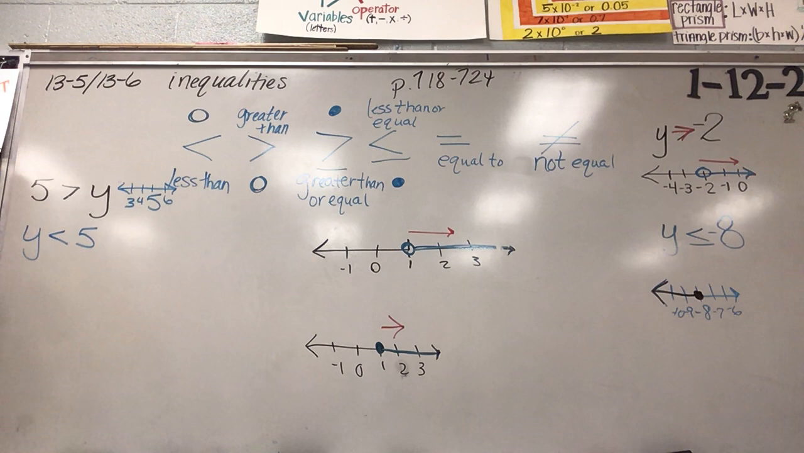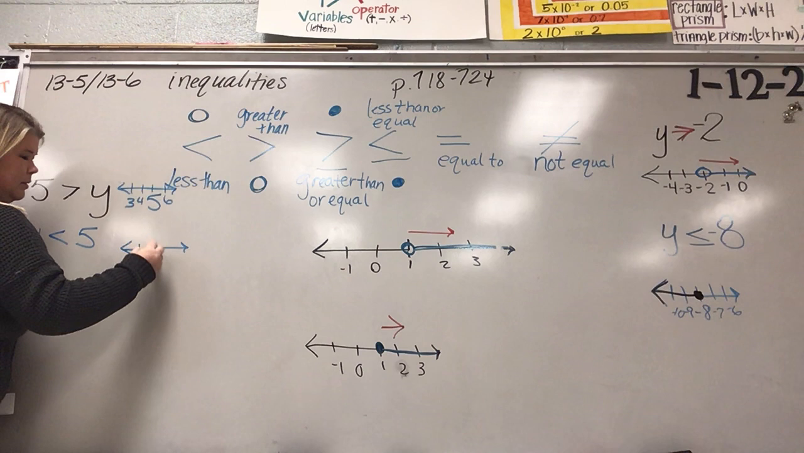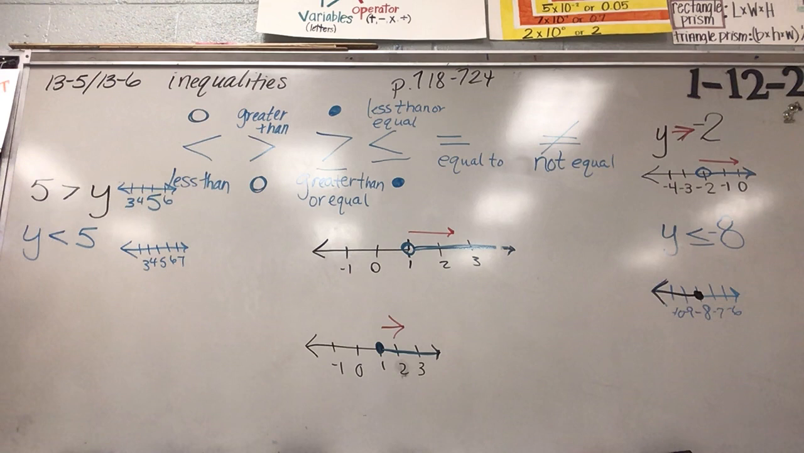How many of you would have said it went this way? I went the other way. You would have gone the other way. Well, let's see what happens. Open or close circle? Open. Now, what number is less than five? 4, 3.